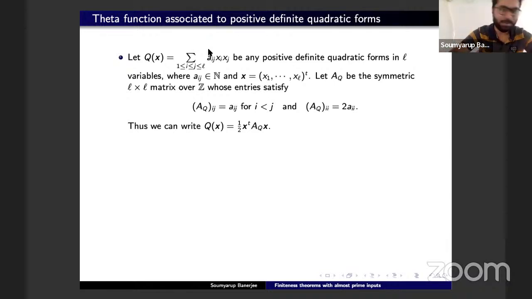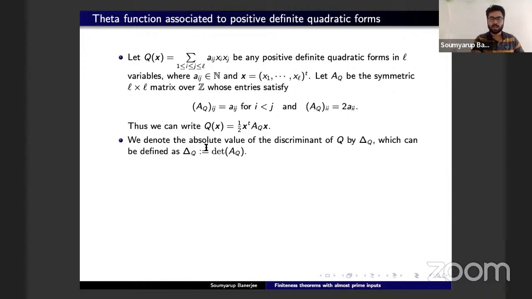Okay, so let me complete my talk. So let me now define the theta function associated to the quadratic form. Let Q(x) equal to sum of a_ij x_i x_j be any positive definite quadratic form with l variables, where a_ij belongs to N and x is (x_1, x_2, ..., x_l). Let A_Q be the symmetric l by l matrix over Z whose entries satisfy A_Q,ij equal to a_ij for i less than j, and A_Q,ii equal to 2a_ii. So basically the diagonal terms are 2 times a_ii, and the off-diagonal terms are symmetric. Thus, we can write Q(x) equal to half x transpose A_Q x.